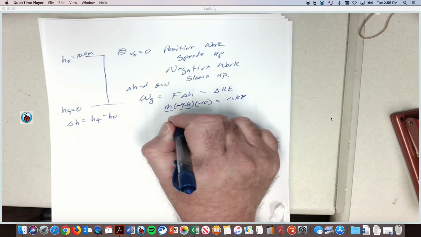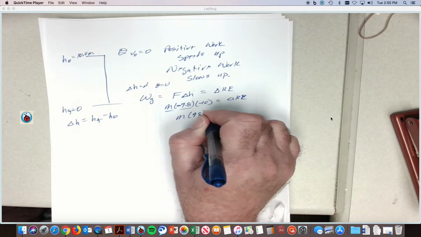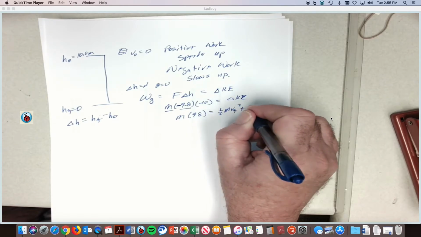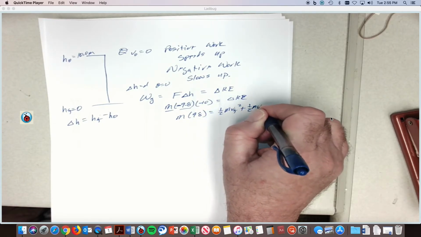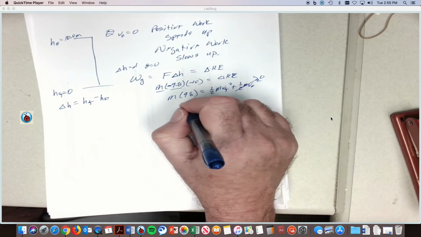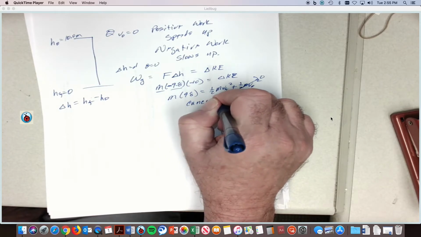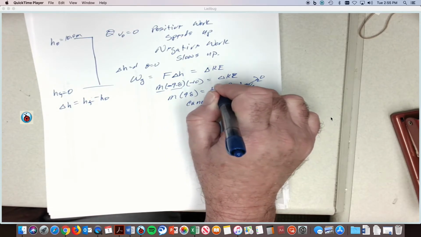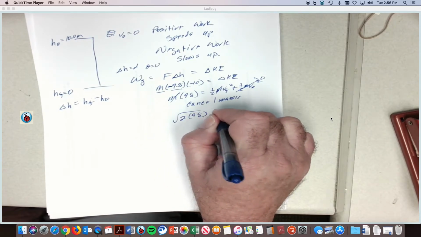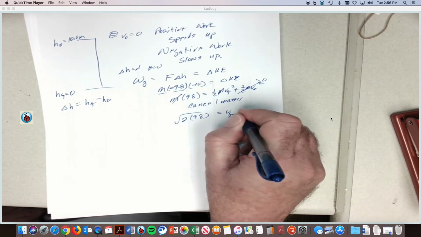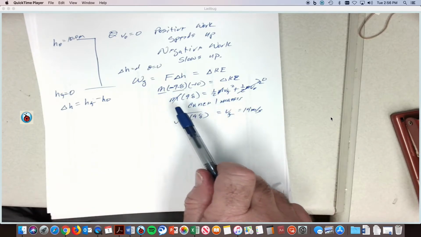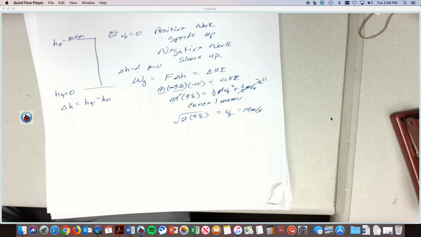And look what I get. I get m times 98 is equal to 1/2 m v final squared minus 1/2 m v naught squared, and v naught is 0. So let's cancel the masses. I get the square root of 2 times 98 equals v final, which equals 14 meters per second, positive. Notice I get a positive number because it's negative times negative, so gravity's doing positive work.